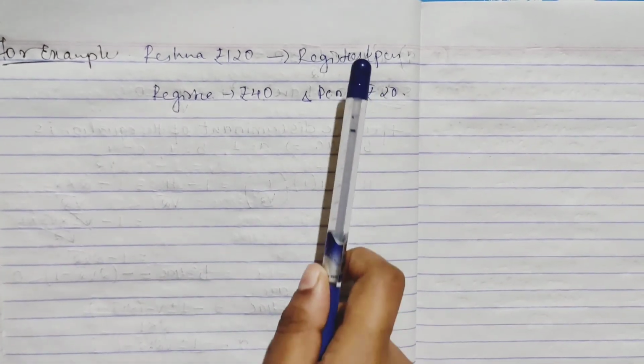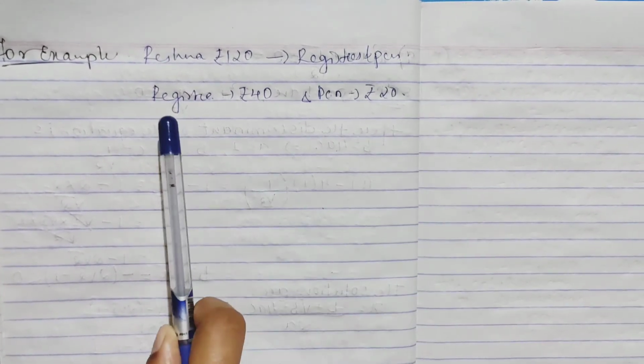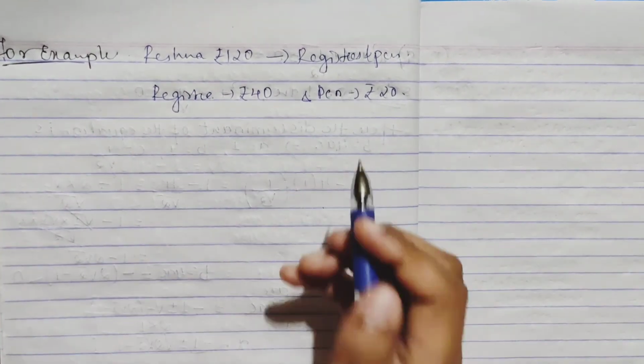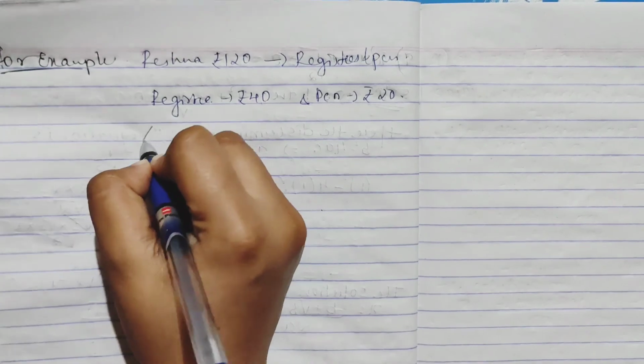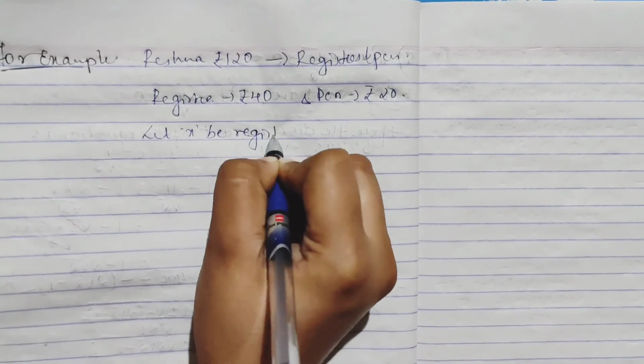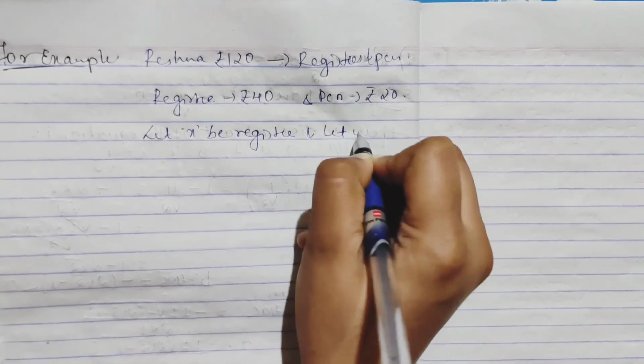This much we know. Reshma has 120 rupees and she wants to buy registers and pens. One register costs 40 rupees and one pen costs 20 rupees. We don't know how many she wants to buy. So let x be the number of registers, and let y be the number of pens.